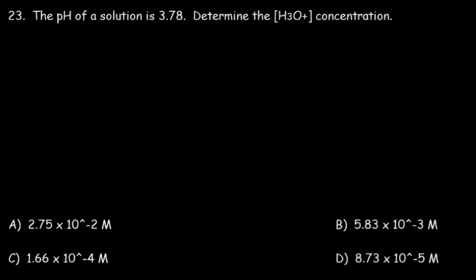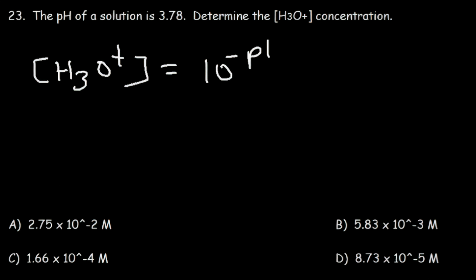23. The pH of a solution is 3.78. Determine the H3O plus concentration. In order to determine the hydronium ion concentration, there is an equation that we need, and it's equal to 10 raised to the negative pH. So all we have to do is type in 10 raised to the negative 3.78 into our calculator.